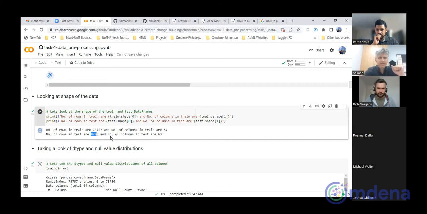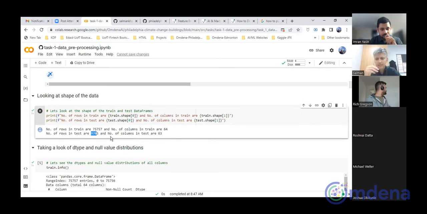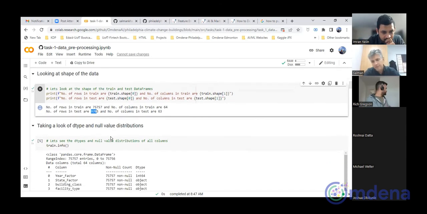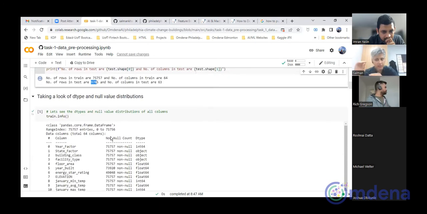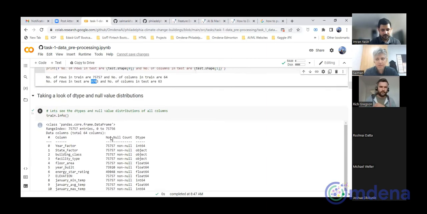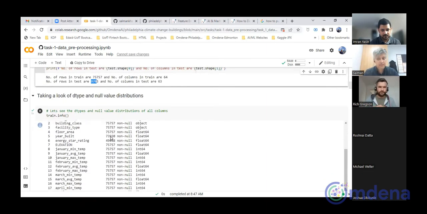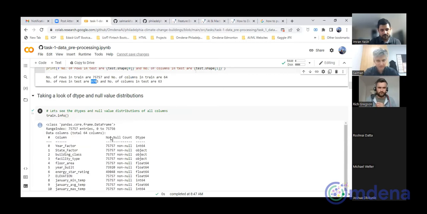That matters when we come to the later stage, which I will talk about. Then we take a look at what the data types are and how many null values we have in every single column, because we want to pinpoint certain columns that we want to deal with. If we have good data in certain columns, that is good. But if some columns are not giving us good information, we need to fix them.